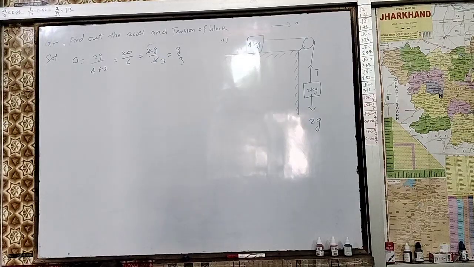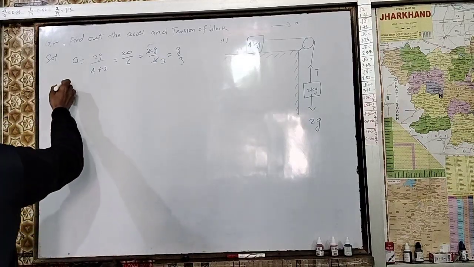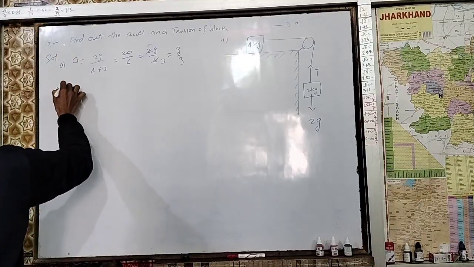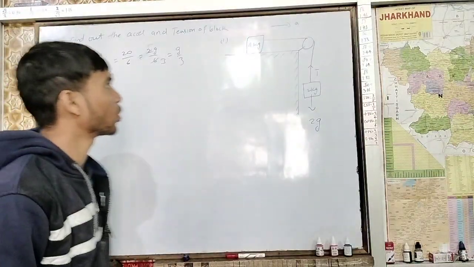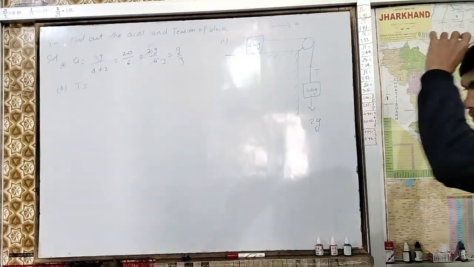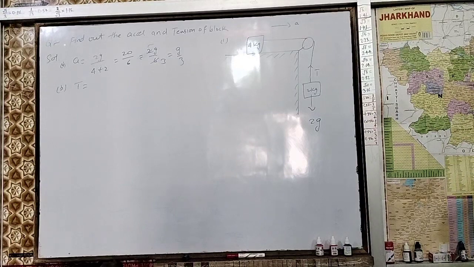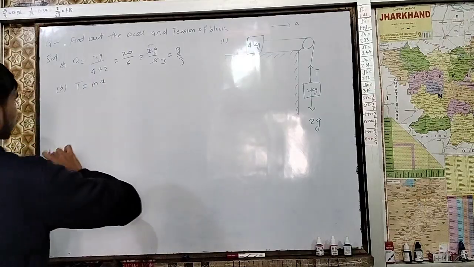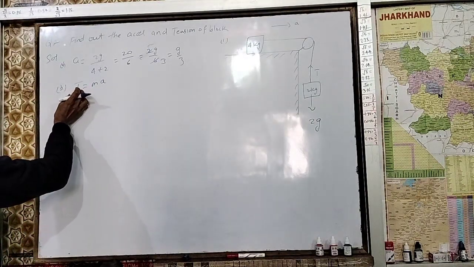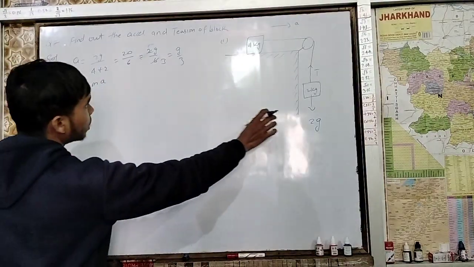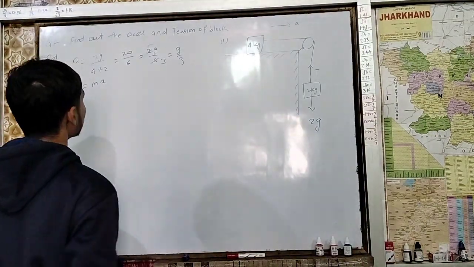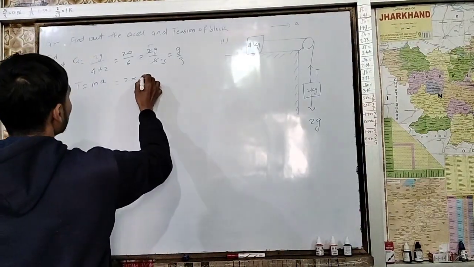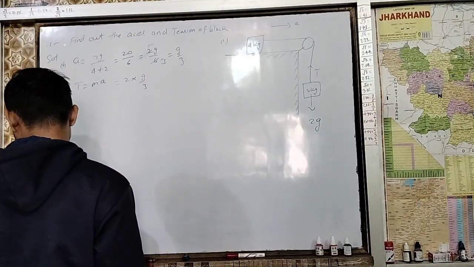Now, tension. Okay, tension force. This was A. B is a tension force. To calculate this tension, we have the equation T is equal to ma. T is how much? Mass of the block, I'm talking about this, is 2, multiplied by acceleration z upon 3.